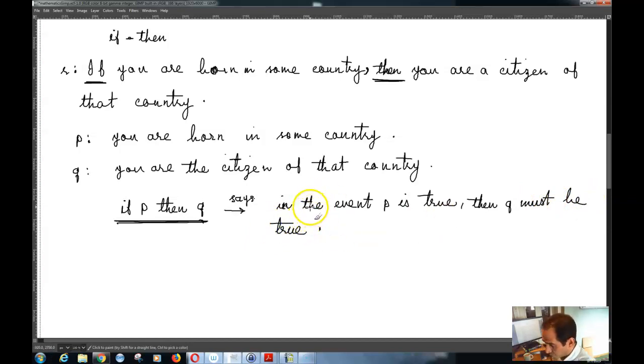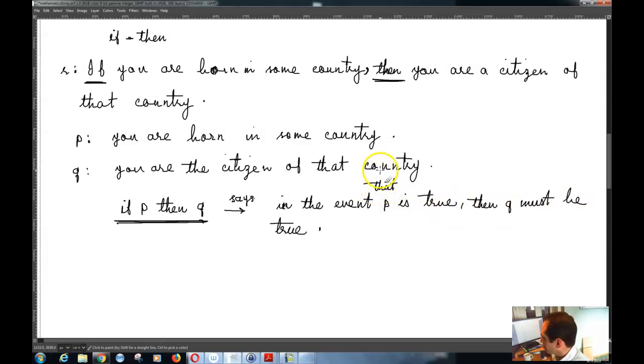I need to pay very close attention to everything that I say here, and I'll do my best not to give you wrong information or wrong assumptions, just strictly what is supposed to be said in this case. I'm going to go a little bit slowly so that we don't make any unnecessary mistakes. So if P then Q says that in the event that P is true, then Q must be true.